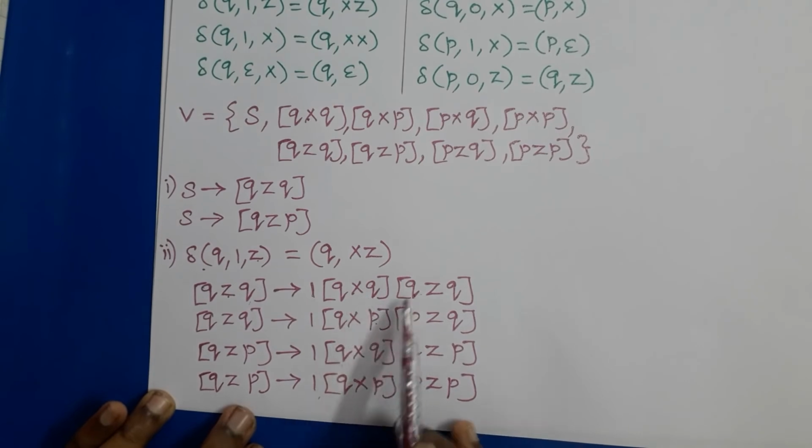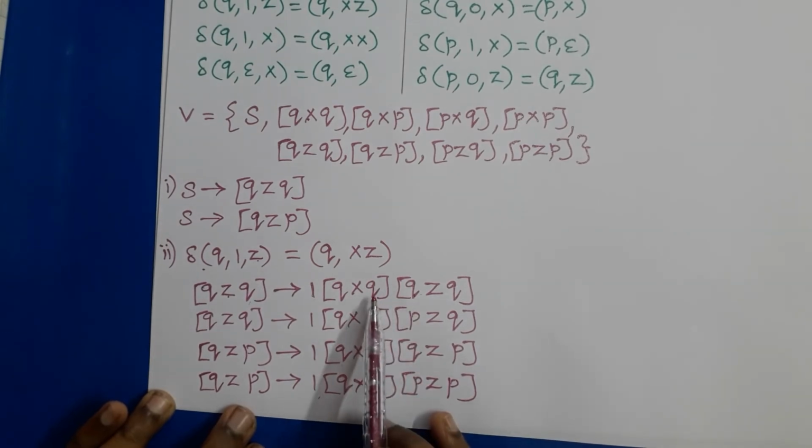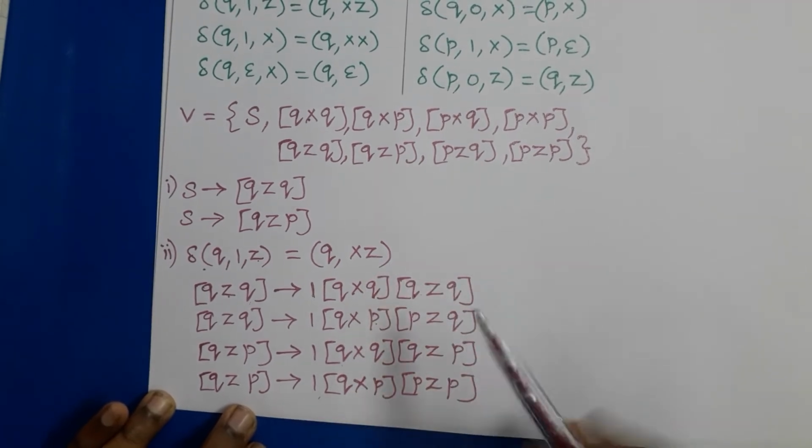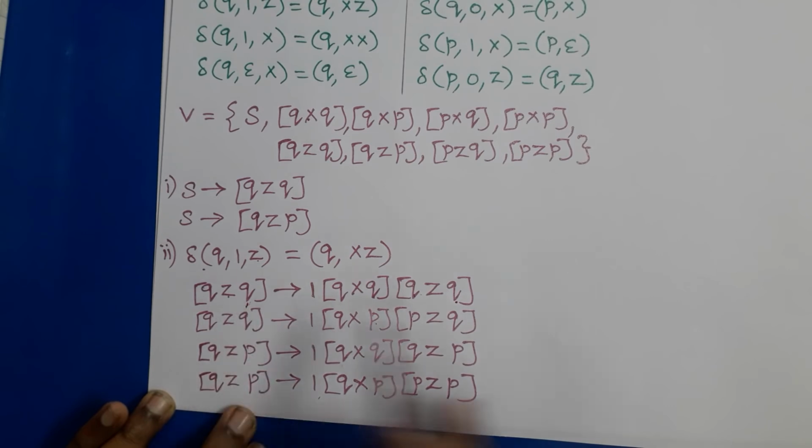And here I have to write all possible. I have already told QQPP, QQPP. And here we need to write this symbol. So Z, and here whatever state is written here, that should be written over here. So QQPP.